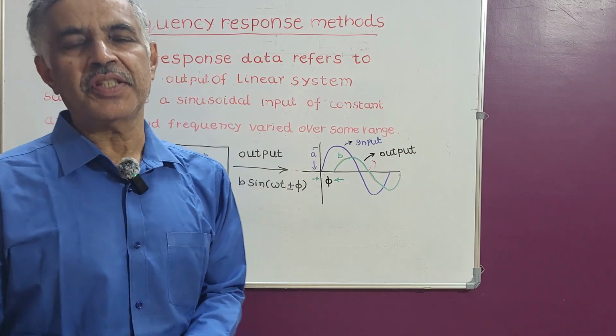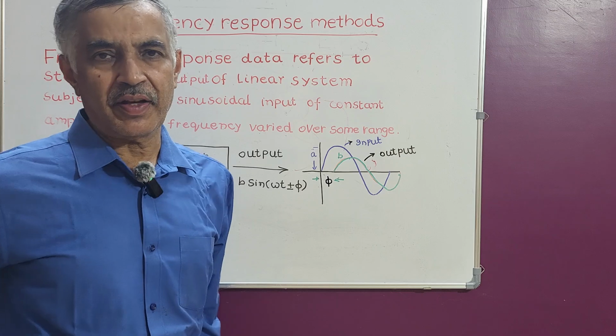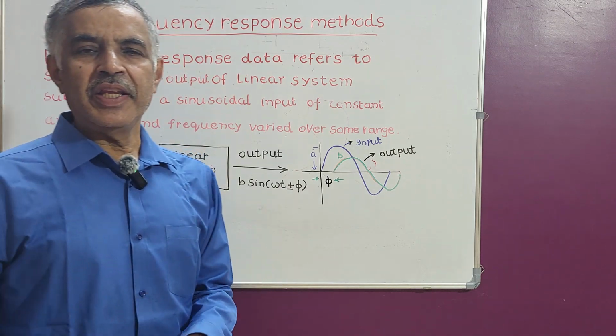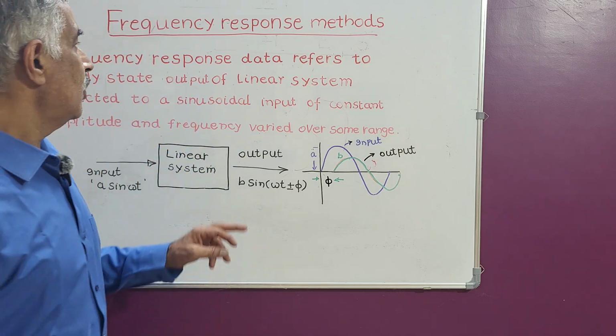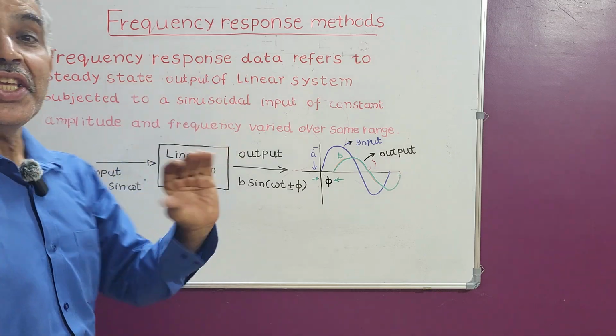First, you have to take up the system. First, assume that the system is a linear system, for example, an RC coupled amplifier. It is a linear system. So you have built a linear RC coupled amplifier, which is considered as a linear system. So frequency response data refers to steady state output.